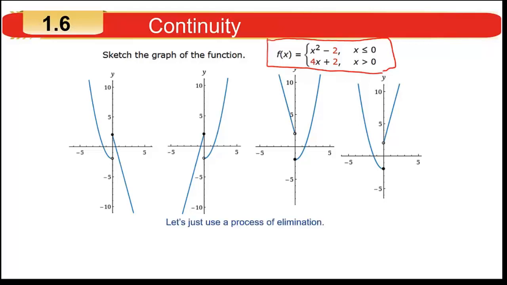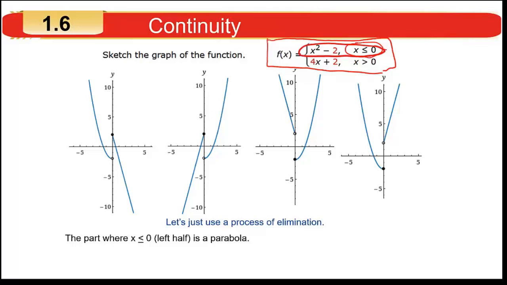Now what I would probably say is that it's really pretty simple because the graphs of each of those pieces are simple polynomial functions. X squared minus 2 is a parabola, and 4x plus 2 is a straight line. Well, when you say something's less than or equal to 0, that means it's going to the left of 0, and including 0, that's to the left. So what it's saying is, if you look to the left of 0, you're supposed to see a parabola.